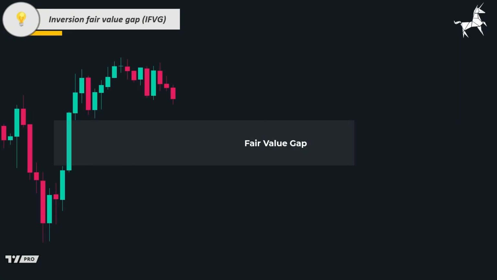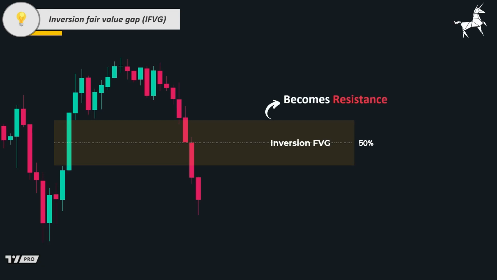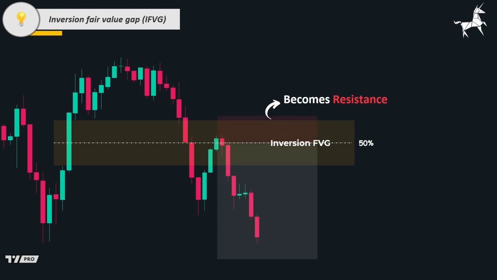For example, if price breaks straight through a bullish fair value gap without any reaction, that gap flips and becomes an inversion fair value gap. Instead of acting as support, it's now more likely to hold as resistance, creating strong opportunities for short positions. And if we play out the chart, you'll see that price retraces back into the newly generated inversion fair value gap and then continues lower with strong momentum.